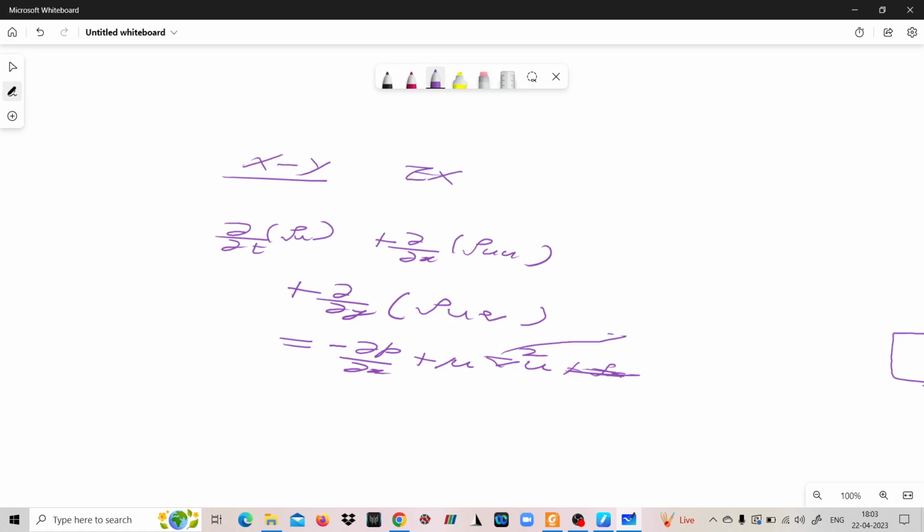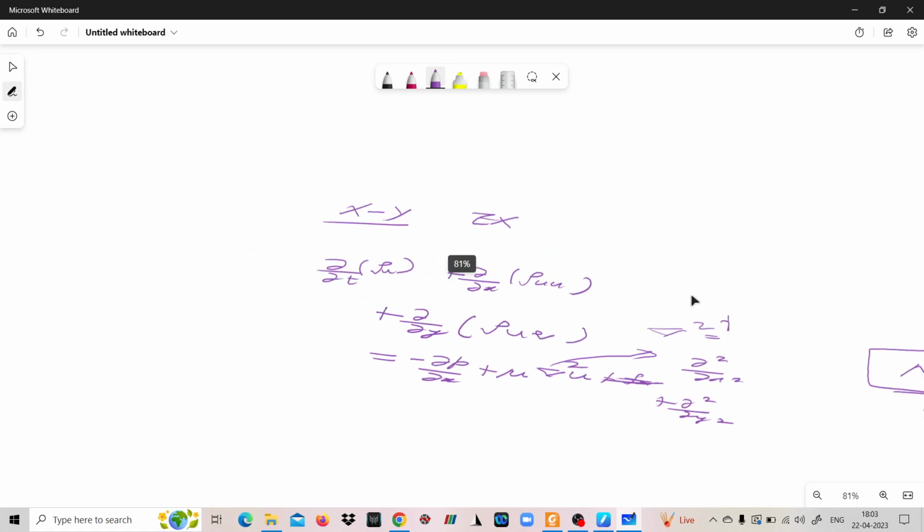Now here, this del operator is what? Del squared is the Laplacian operator. Basically, since it is a two dimensional flow, it will be del squared by del x squared plus del squared by del y squared. Okay.